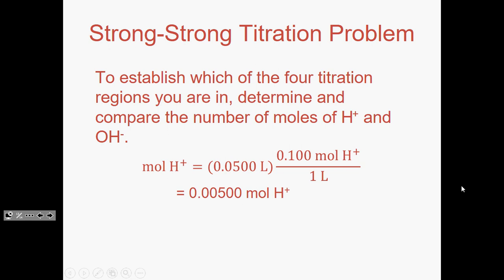But if you're not sure, what you really need to do is find the moles of your H plus from your strong acid and the moles of OH minus from your strong base and compare the two. So in this particular case, it was 0.0500 liters. It was 50 milliliters. And we know the concentration of the acid is 0.100 moles per 1 liter. It was 0.100 molar. So we have at the very beginning here 0.00500 moles of H plus. That's before we add any base. So that's our starting point for the H plus.